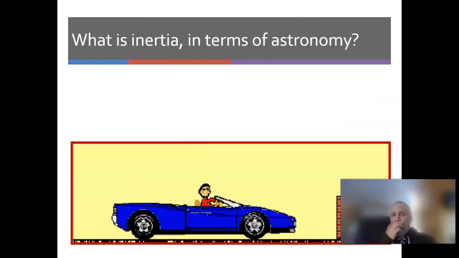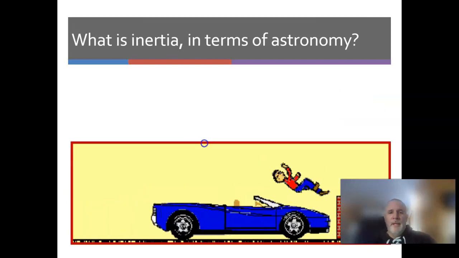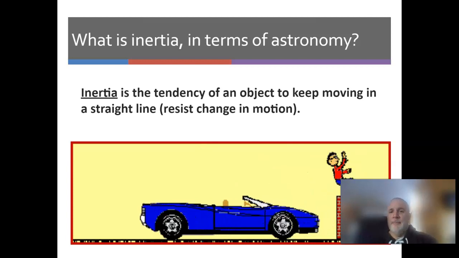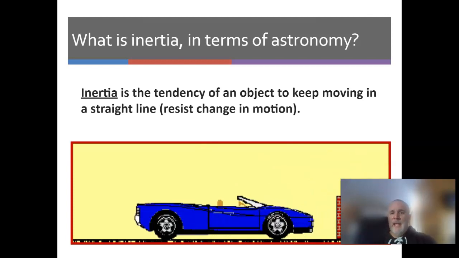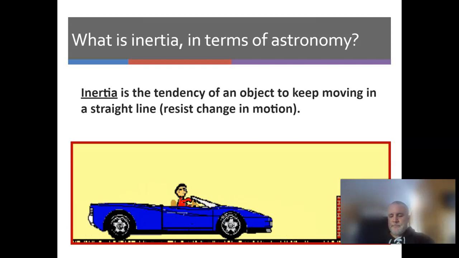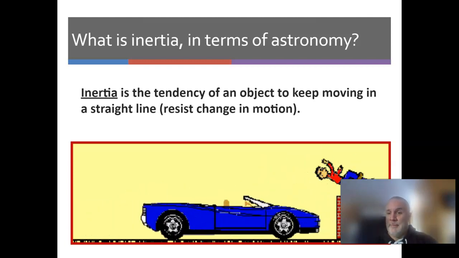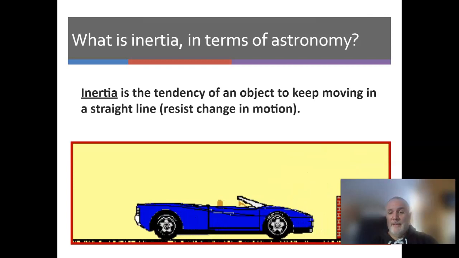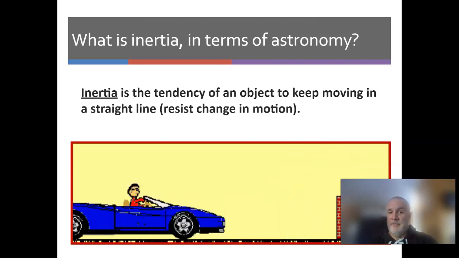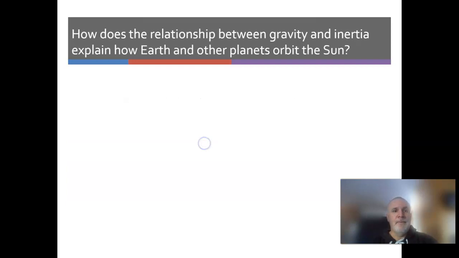Okay, inertia. Inertia is something that's important as well. Inertia is the tendency of an object to keep moving in a straight line and resist a change in motion. So you can see the car stops, but the person keeps going, because they don't have a seatbelt on. That's why you wear your seatbelt.